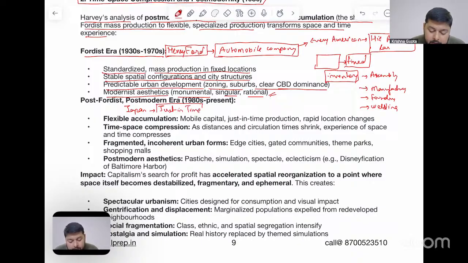There was a just-in-time concept. Now in the just-in-time concept, there was just an assembly plant, and inventory was completely disabled. Inventory खत्म कर दी. For example, I am just manufacturing my chassis and my own engine, so I'm just developing the chassis and engine. Rest everything I have outsourced.